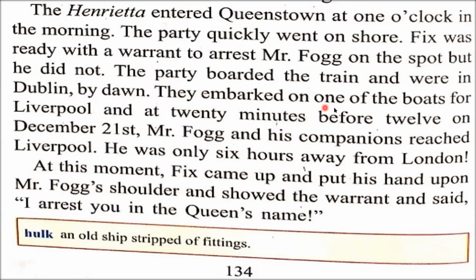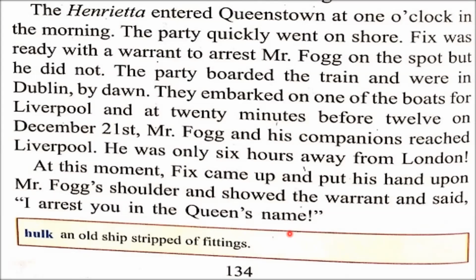The party boarded the train and were in Dublin by dawn, meaning early morning. They embarked on one of the boats for Liverpool, and at 20 minutes before 12 on December 21st, Mr. Fogg and his companions reached Liverpool. He was only 6 hours away from London. At this moment, Fix came up and put his hand upon Mr. Fogg's shoulder and showed the warrant and said, I arrest you in the Queen's name.